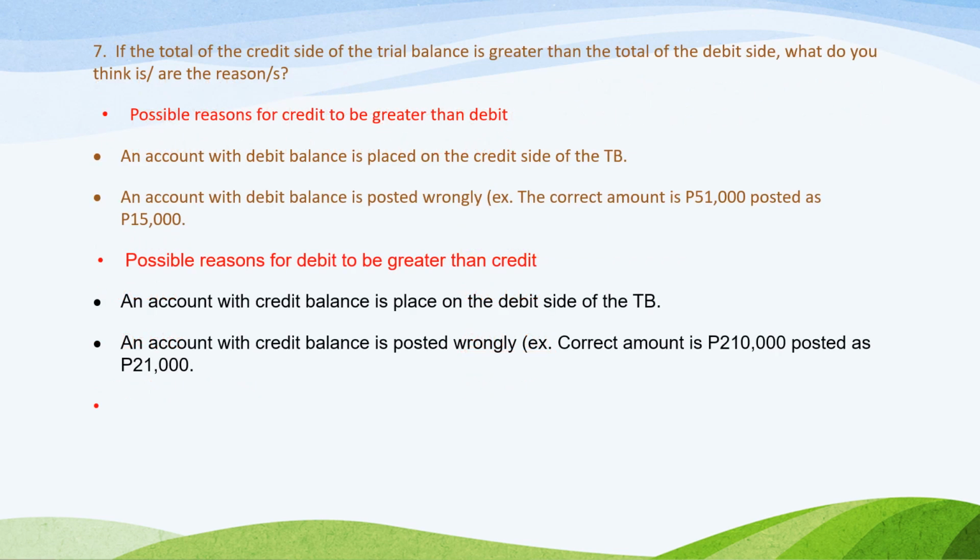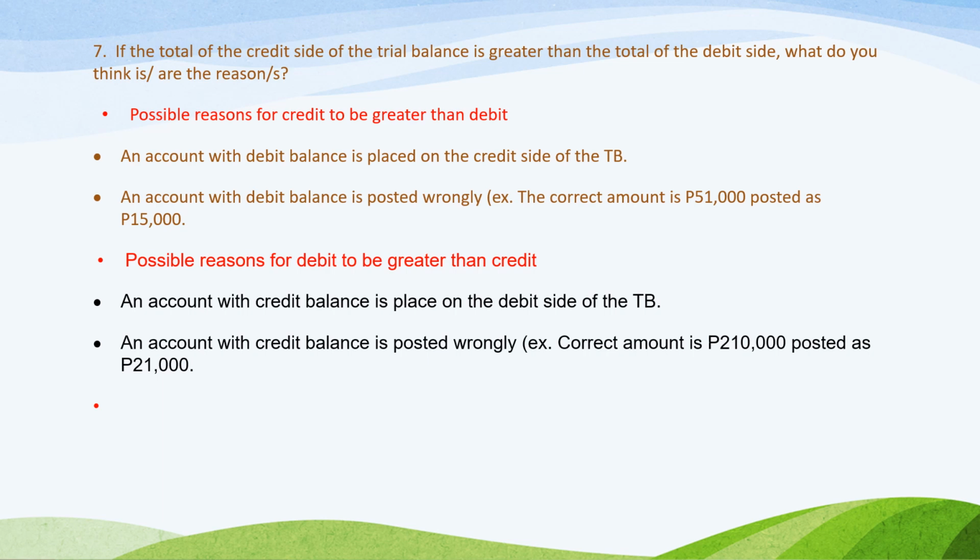Number 7. If the total of the credit side of the trial balance is greater than the total of the debit side, what do you think is or are the reason? So, ito yung mga posibleng sagot. Merong account with debit balance na nailagay sa credit side of the trial balance. Pwede ring an account with a debit balance posted wrongly. So, for example, the correct amount, which is 51,000, was posted as 15,000.